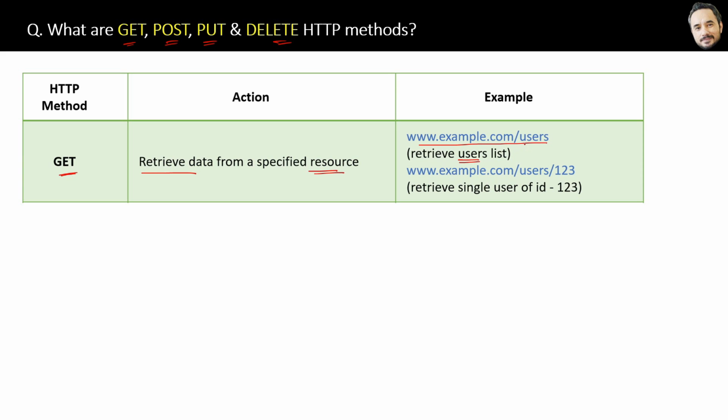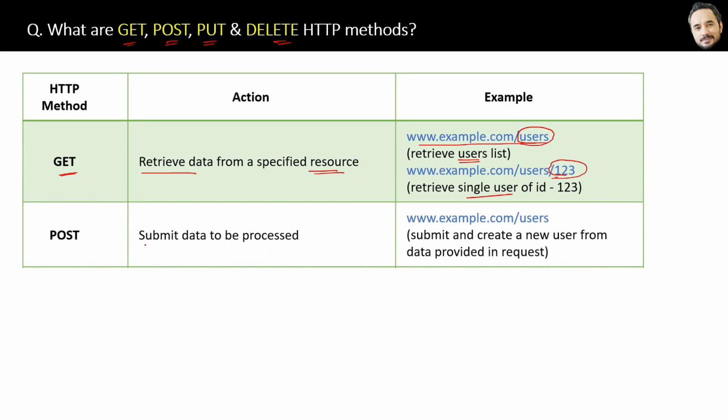Remember, in this case, users are the resource. Also, with this GET method, you can retrieve the details of a single user by passing the user ID in the URL like this. Then the second is the POST method, which is used to submit data which has to be processed.